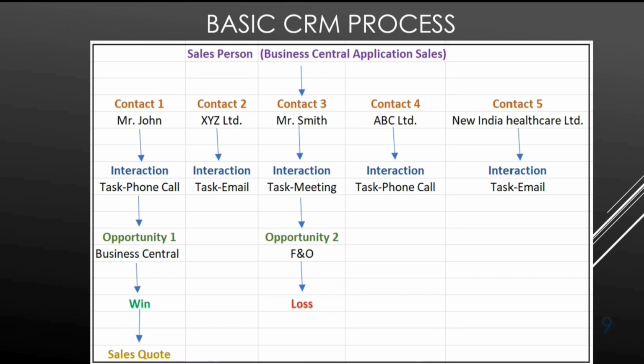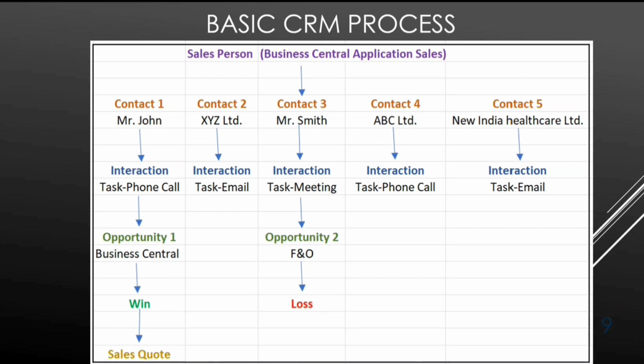So we can create a task for the interaction, or we can directly create the interactions for the contacts as well. Here you can see this salesperson has connected with a lot of contacts, which has created interactions in the system. Then based on the interaction, out of 5 contacts, the salesperson realized, okay, there are 2 contacts who seem interested in their solution.